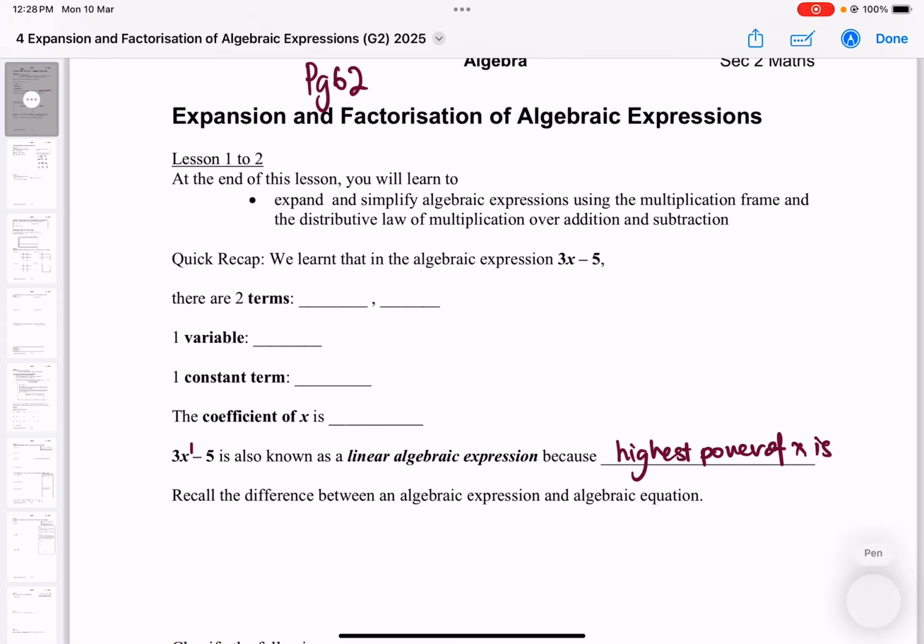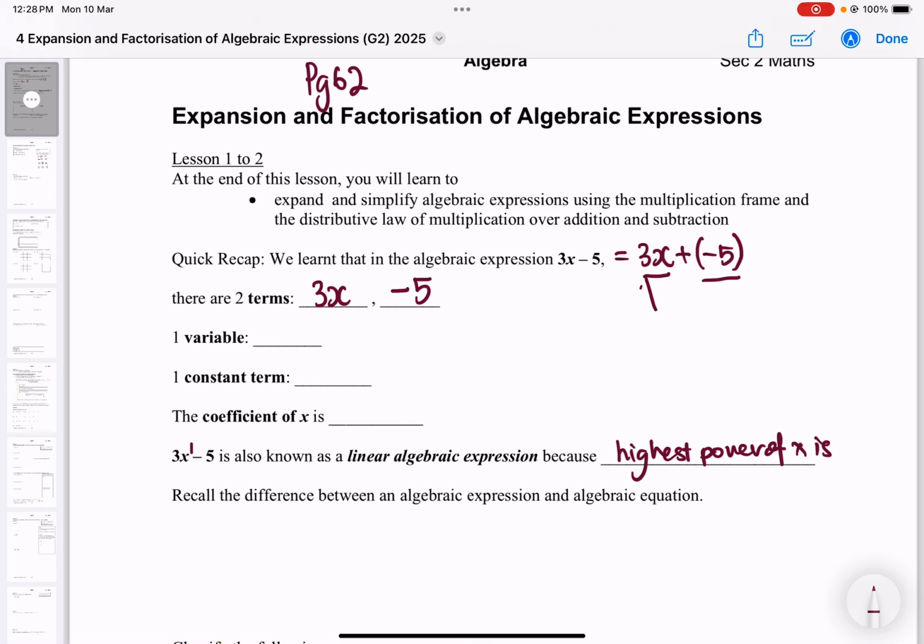Now usually, in order for us to identify which are the terms, we write the expression as a sum of the few terms. So in this case, we can write 3x minus 5 as 3x plus negative 5. So basically, what are all the terms that are being added together? So the two terms here are 3x and negative 5.